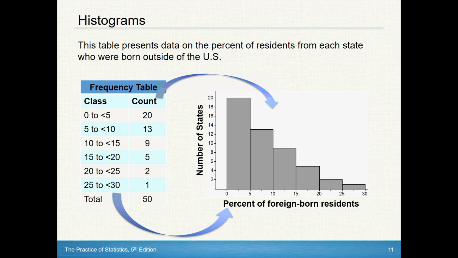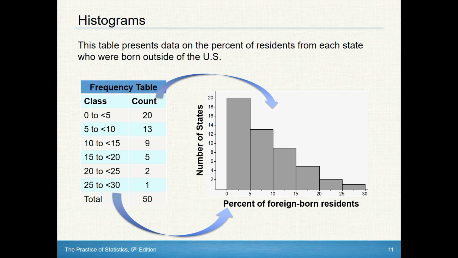And again, if I were you, I'd take a moment to pause and describe this distribution. Clearly, this is a right-skewed distribution. To find the center, well, we have 50 states that we're talking about here. So if I'm trying to find the median, it's going to be between the 25th and the 26th value. That's clearly going to be in this second bar because there's 20 here, and it looks like 13 are here. So that's going to give us the 25th and 26th observation clearly in that bar. So we would say the median is between 5 and 10.